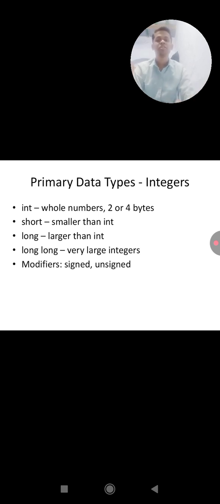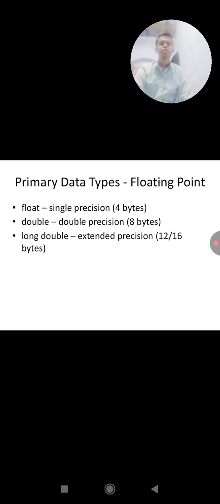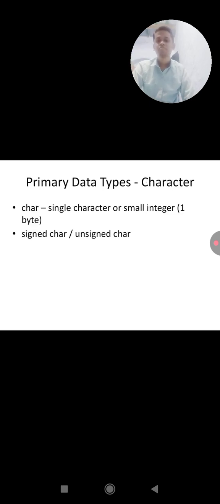And lastly, signed and unsigned. Signed ranges over some amount of values. Signed means it also contains negative values, for example minus 127 to plus 127. Unsigned means 0 to 127. We will discuss this clearly. Next, primary data types, floating point. As I have told, float contains 4 bytes, double 8 bytes, and long double extends to 12 to 16 bytes.